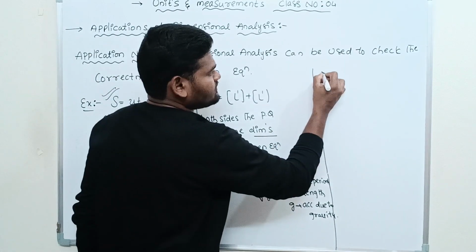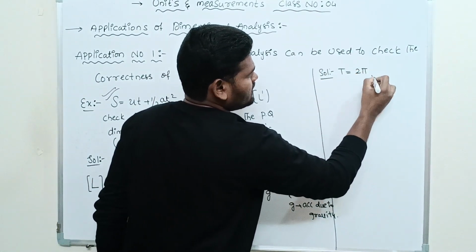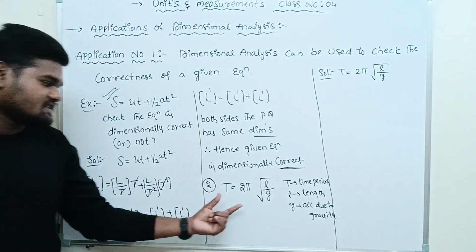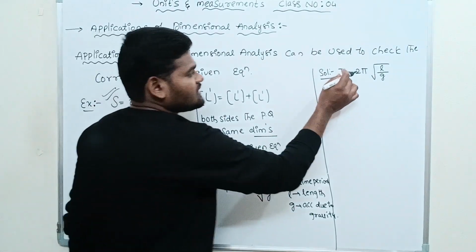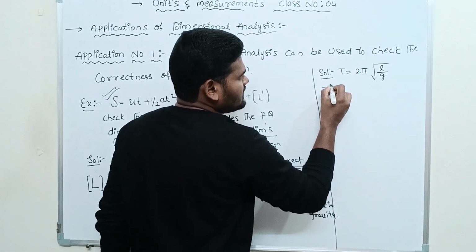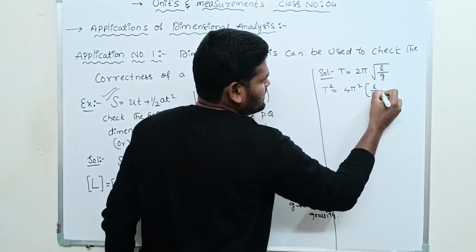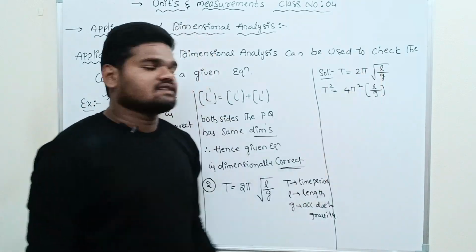So what is the given equation? Solution: T equals 2 pi under root L by g. We have to check whether this equation is dimensionally correct or not. So I'm squaring on either side, and we get T square equals 4 pi square into L by g. If you square both sides, the square root gets cancelled out.